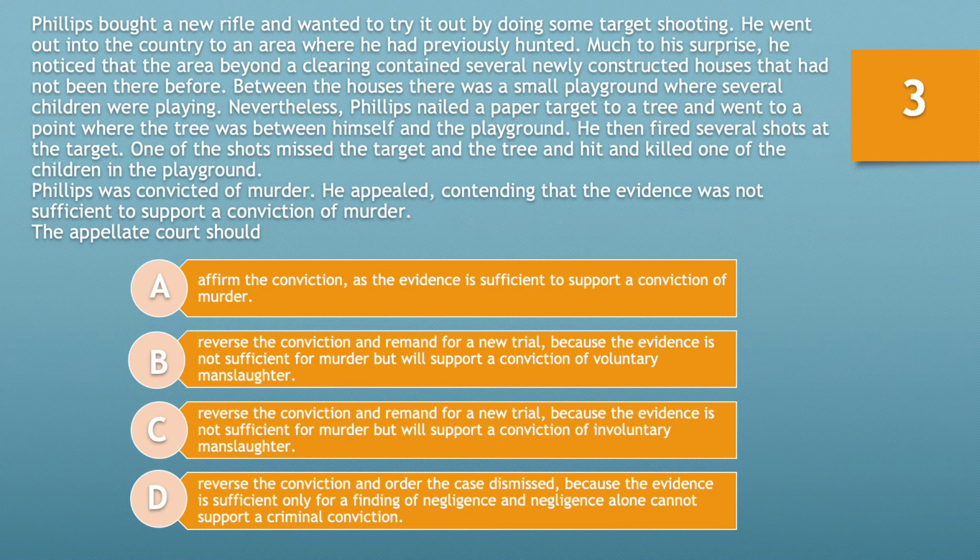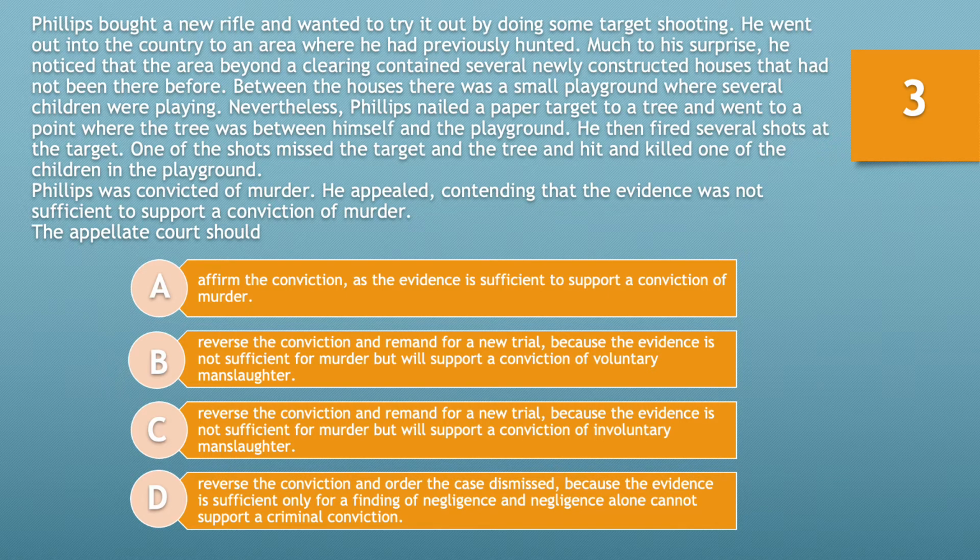Question number 3. Phillips bought a new rifle and wanted to try it out by doing some target shooting. He went out into the country to an area where he had previously hunted. Much to his surprise, he noticed that the area beyond the clearing contained several newly constructed houses that had not been there before. Between the houses, there was a small playground where several children were playing.